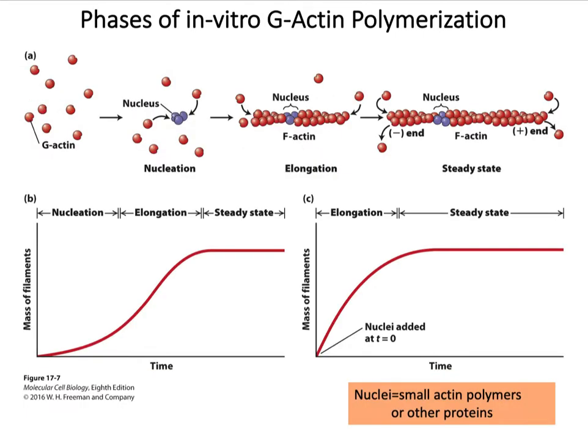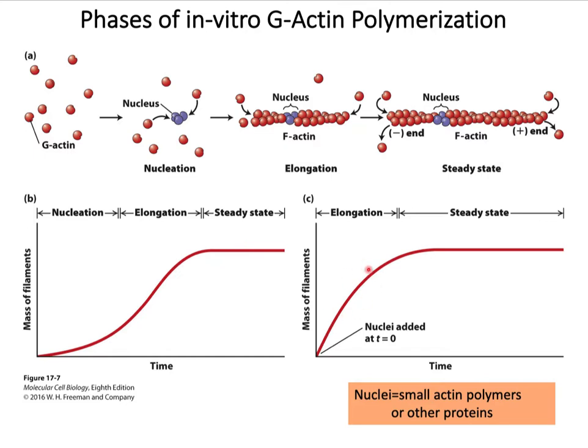So what does it look like if you were to measure the mass of filament occurring over time? I want to remind you that we are looking at a test tube in vitro. On the left panel, you are seeing there is no seed or nucleus added to the test tube. You have this lag phase, the nucleation phase, where a few monomers have found each other and formed a short polymer. Then you get rapid elongation, shown here, and eventually you reach a steady state where the rate of monomer on is equal to the rate of monomer off.